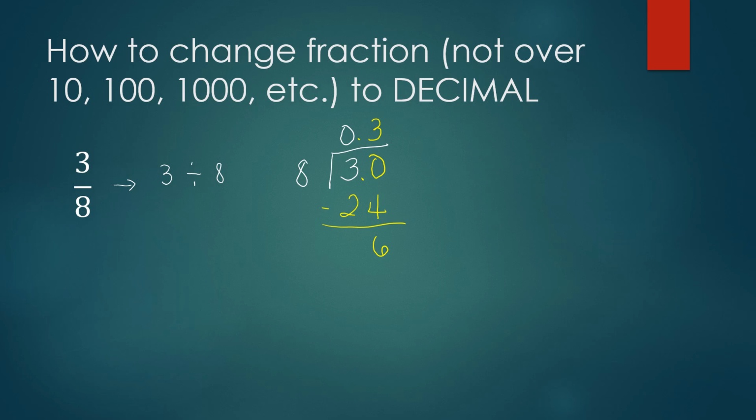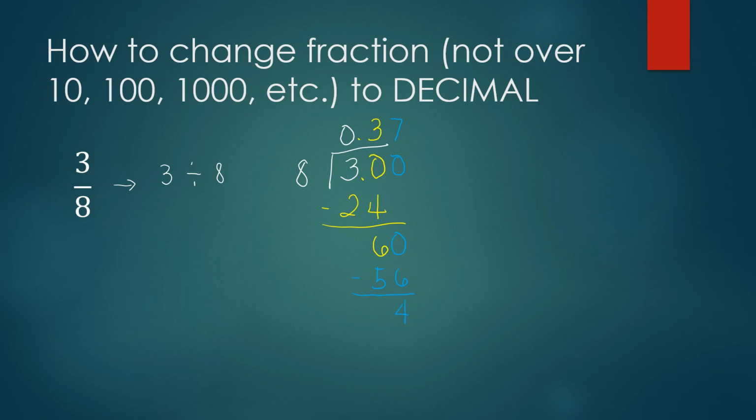And then since we have a remainder, we continue adding more zeros. So let's add a 0 here. So we bring down that 0. 60 divided by 8, is it 5, 6, 7, 8? It's 7. 7 times 8 is 56. We subtract, we have a remainder.